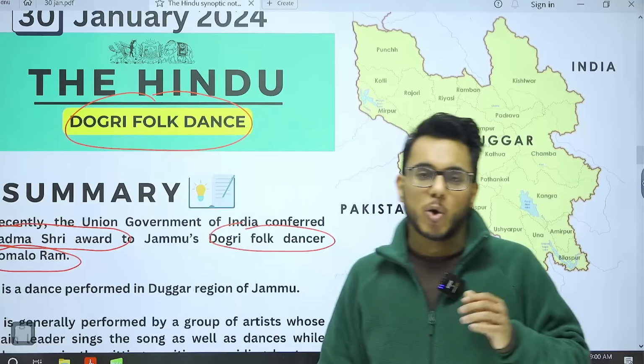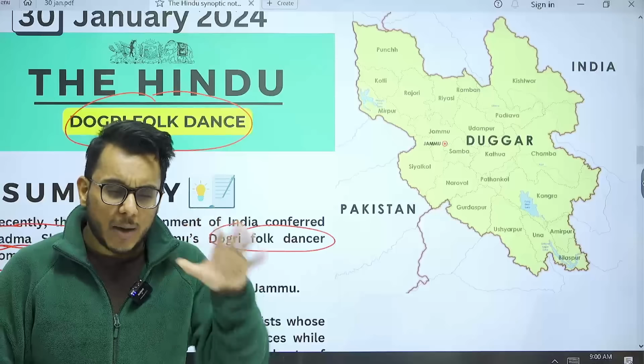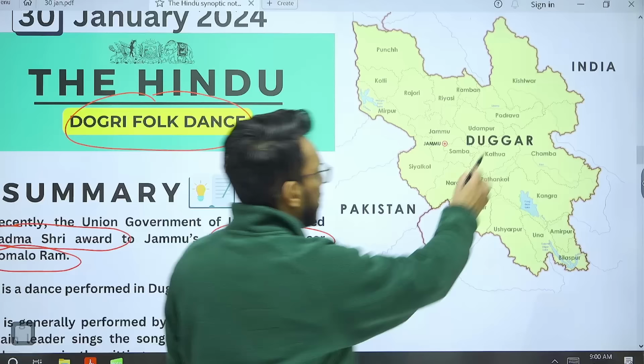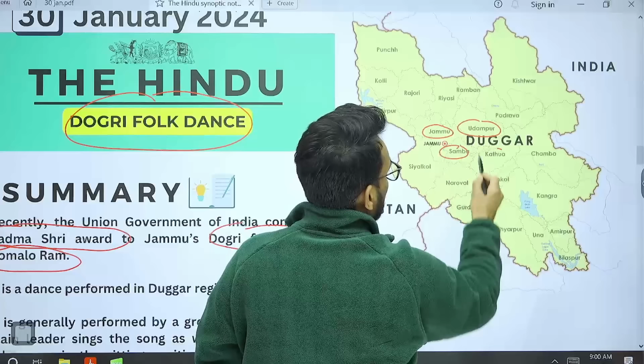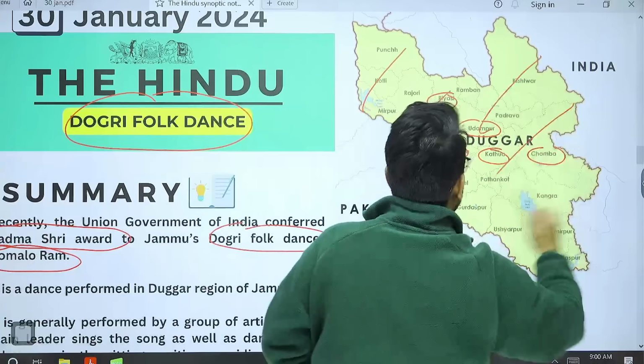Now, when we talk about Dogri dance, this particular dance is a folk dance in the Jammu and Kashmir region, and it is performed in the Dugar region. So this particular region is the Dugar region, where we have Jammu, Udhampur, Samba, Kathua, Sialkot, Riyasi. All this region is the Dugar region, and in this region, Dogri dance is performed.